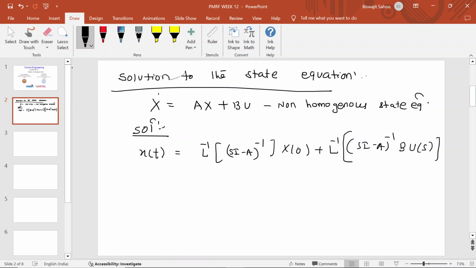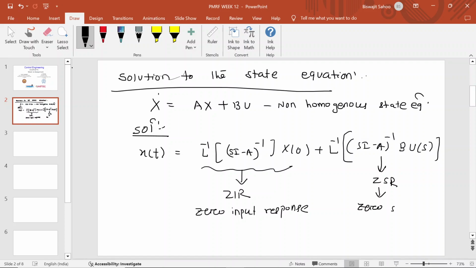In the last class, we solved one problem related to the homogeneous state equation, and now we are discussing some more problems on the non-homogeneous state equation, how to solve the state equation. This part is called ZIR, zero input response, and this part is called ZSR, zero state response. Let us solve one question related to this.